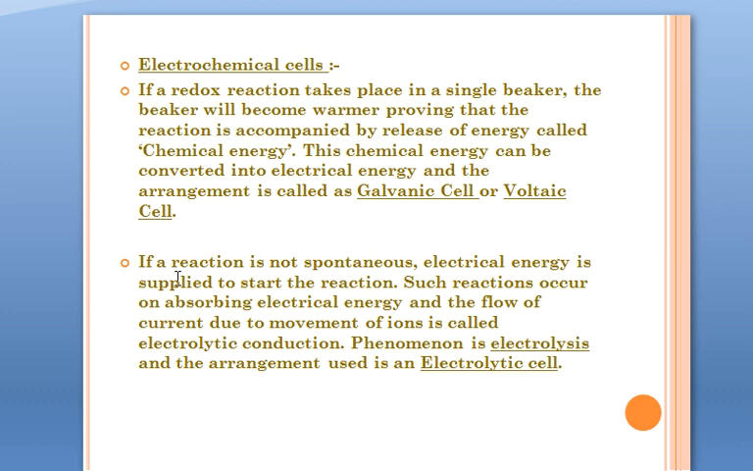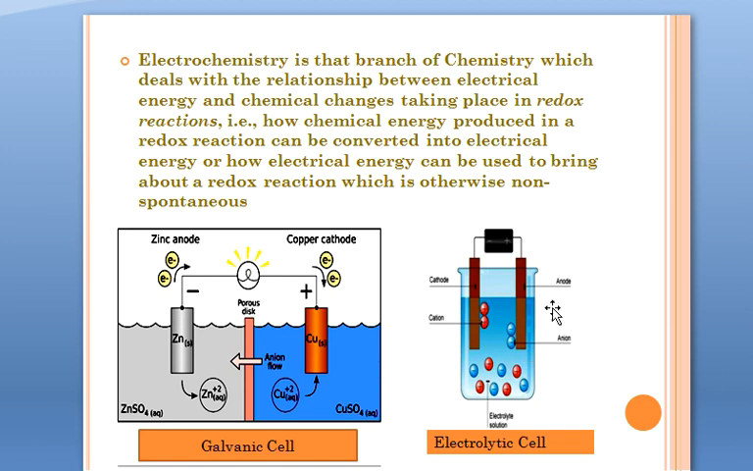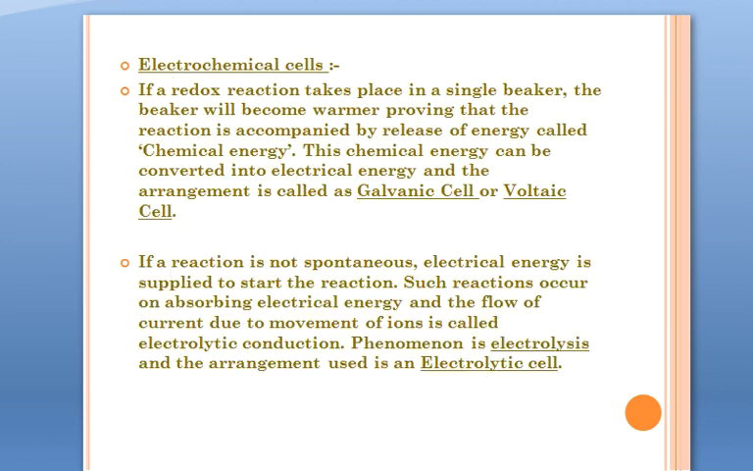And the second one is this. What is it? If a reaction is not spontaneous, electrical energy is supplied to start the reaction. Such reactions occur only when they absorb some amount of this electrical energy, and then the flow of current due to the movement of ions takes place. We call that electrolytic conduction. This setup, this arrangement is called an electrolytic cell, and the phenomenon is called electrolysis.